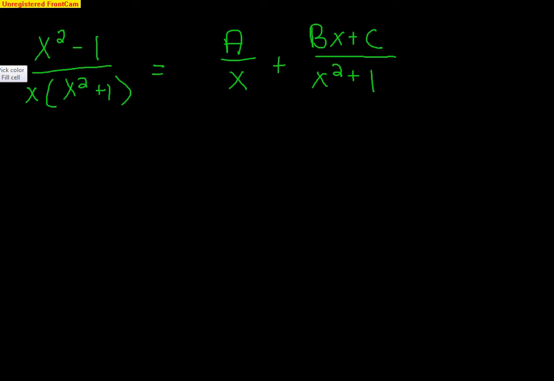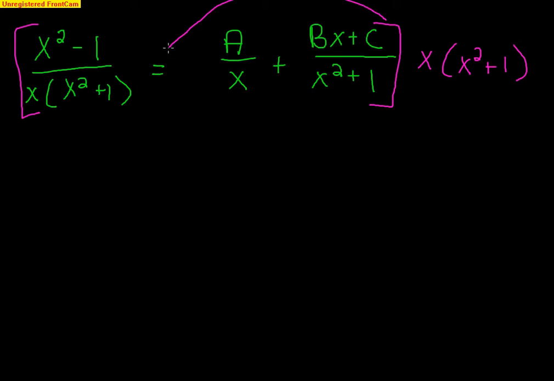Alright, so like we did before, we are going to multiply both sides by the least common denominator, which we have as x times (x squared plus 1). When we do that for the left-hand side, the denominator cancels out. So we get x squared minus 1.